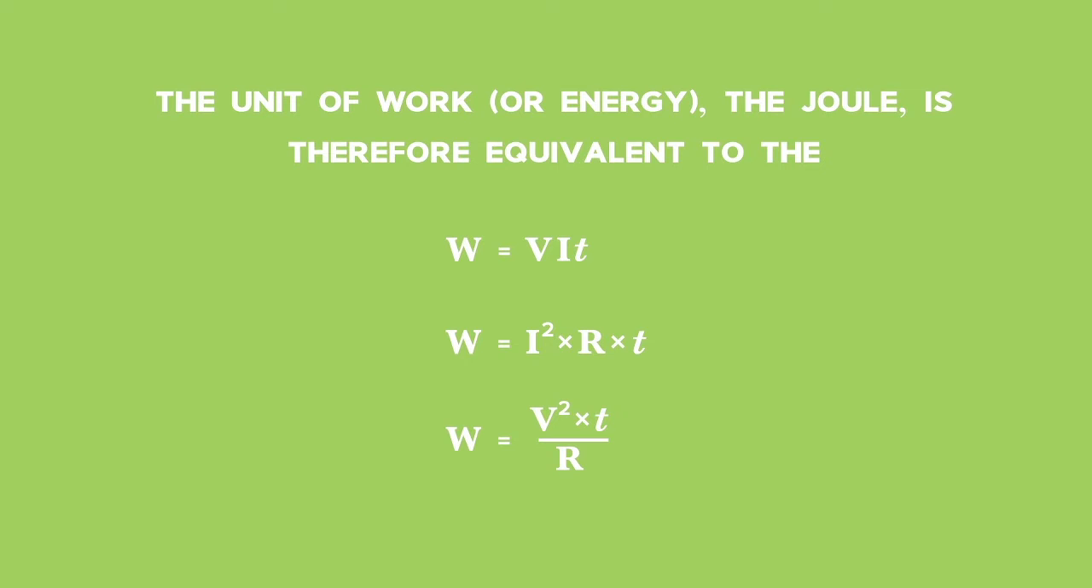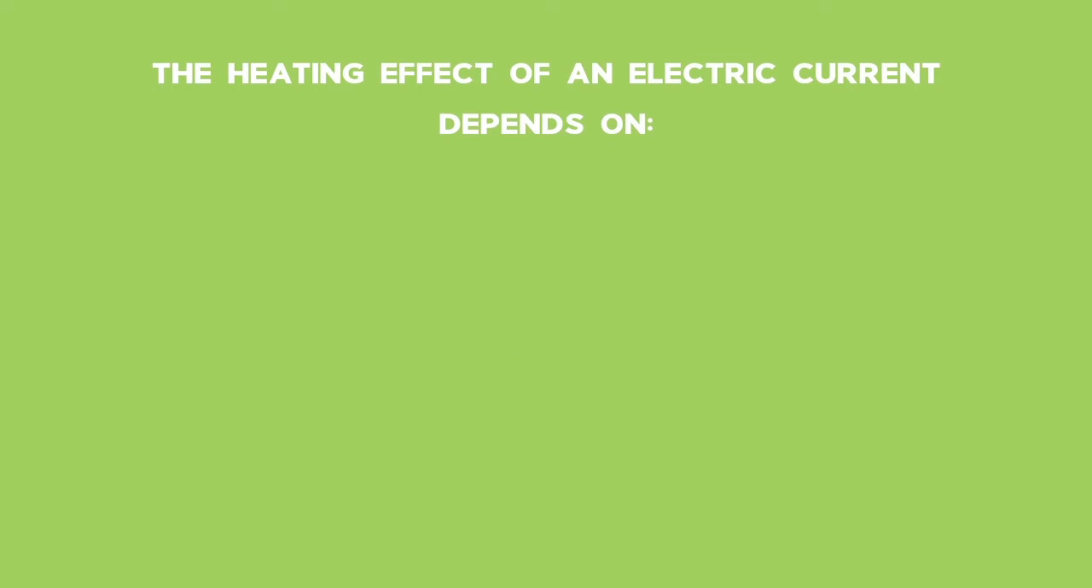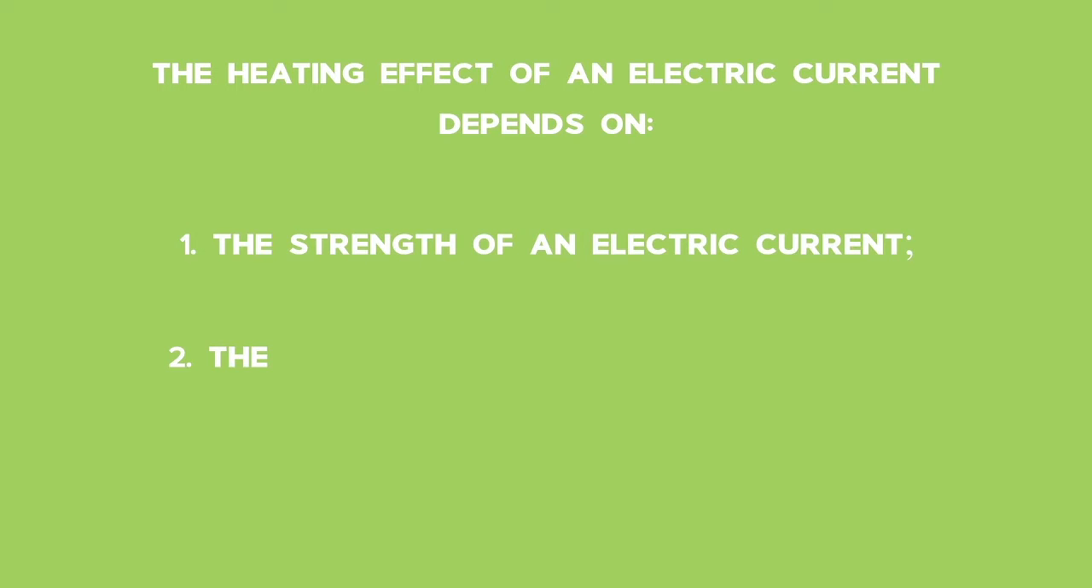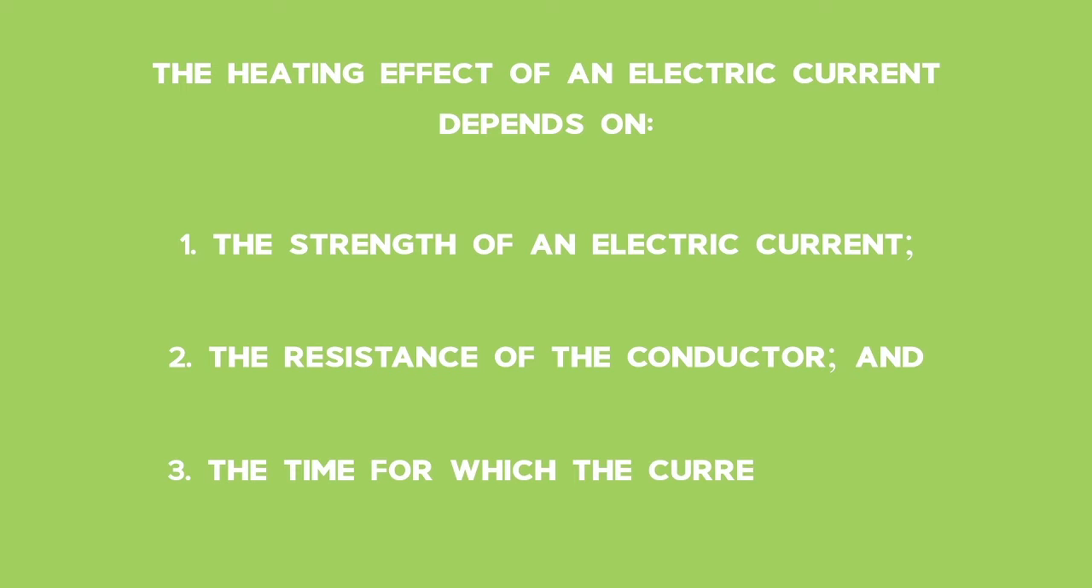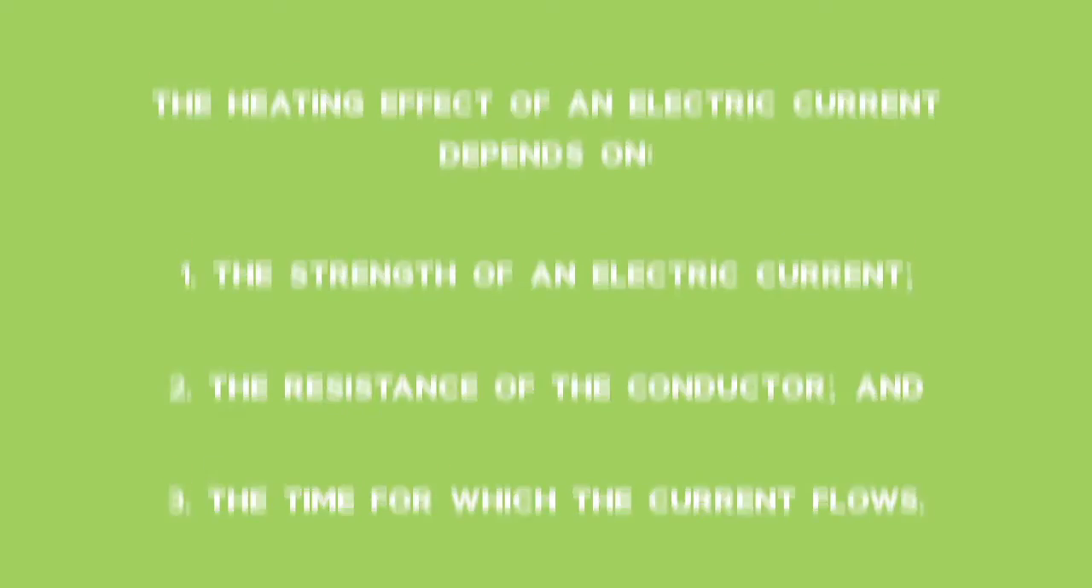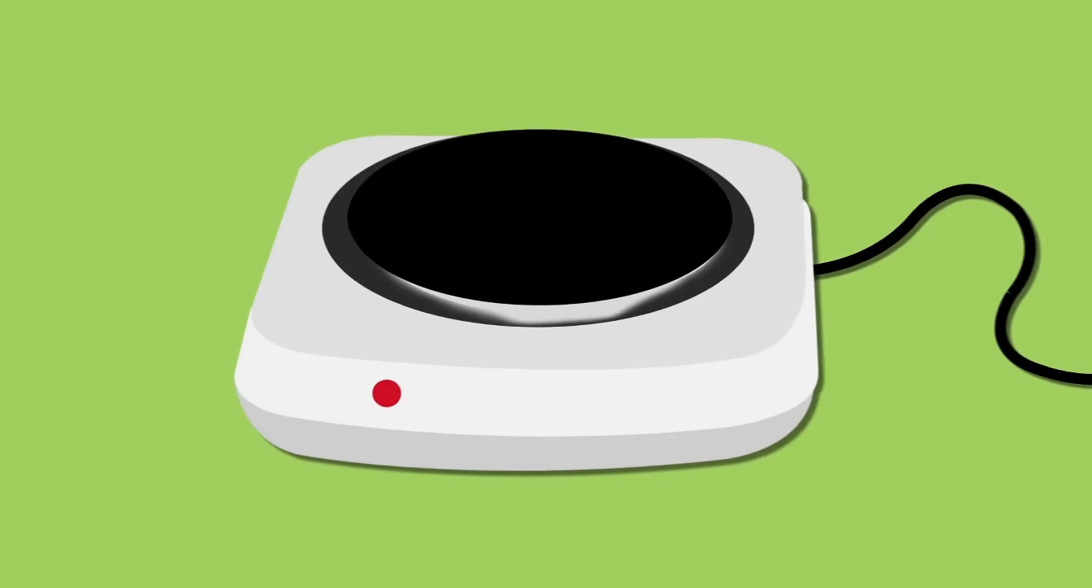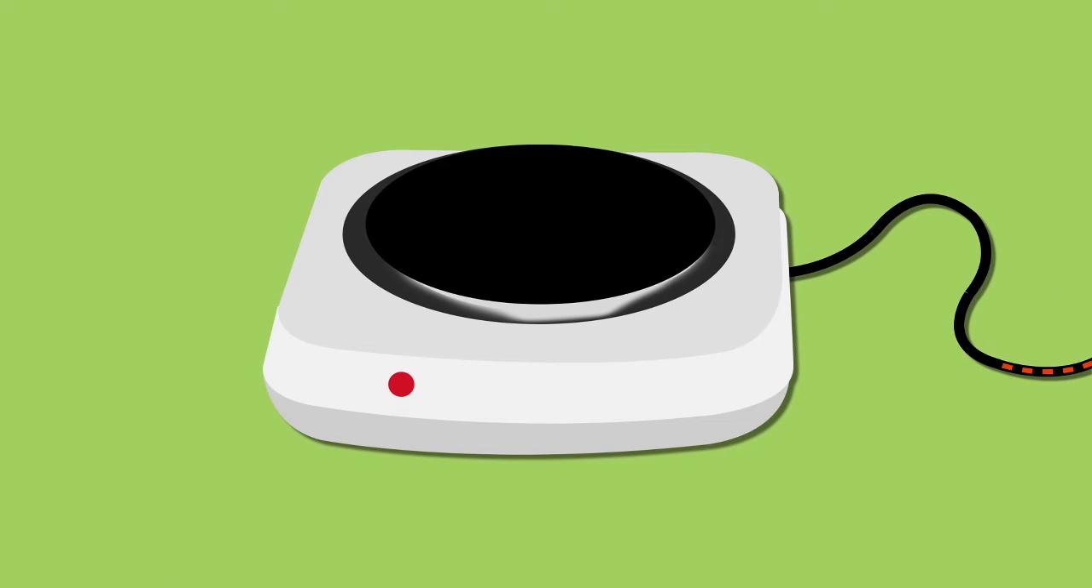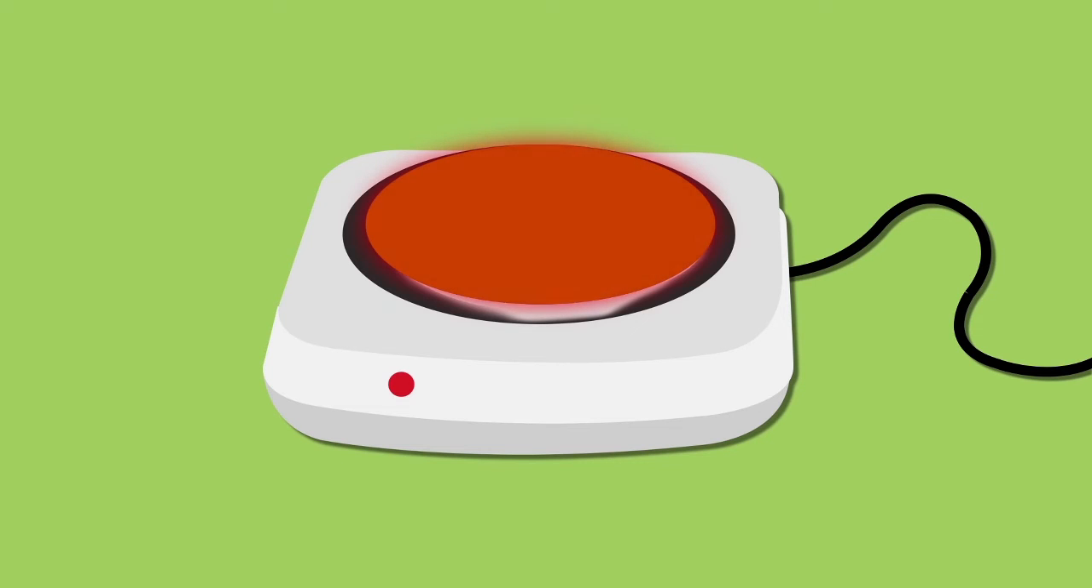Since V is determined by the power supply and is therefore constant, the heating effect of an electric current depends on 1. The strength of the electric current, 2. The resistance of the conductor, and 3. The time for which the current flows. The greatest heating effect therefore takes place when the current is large, and thus for a given voltage the resistance must be correspondingly small.